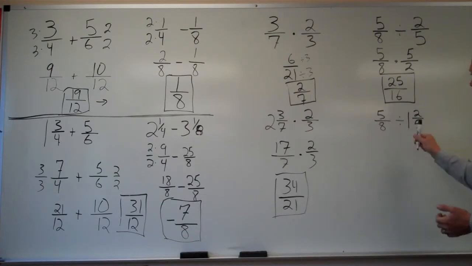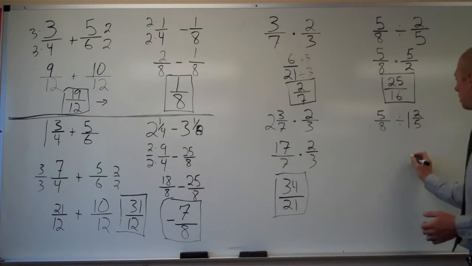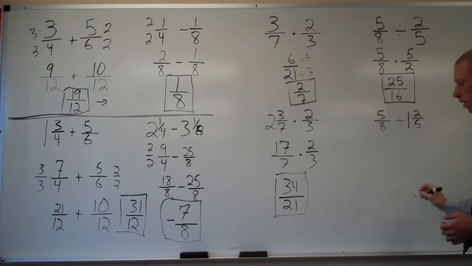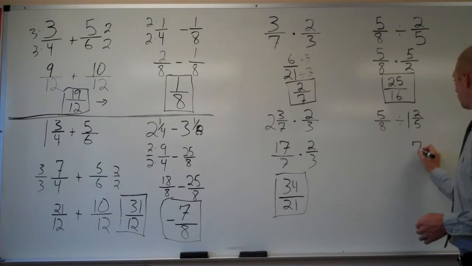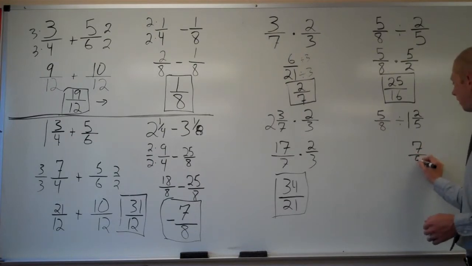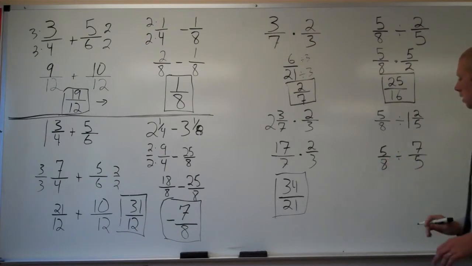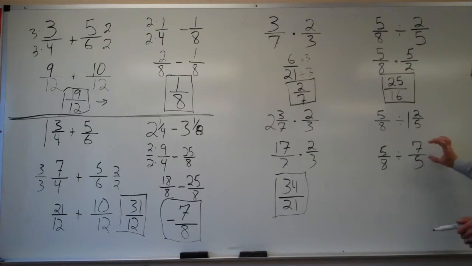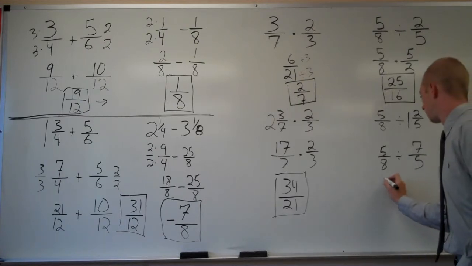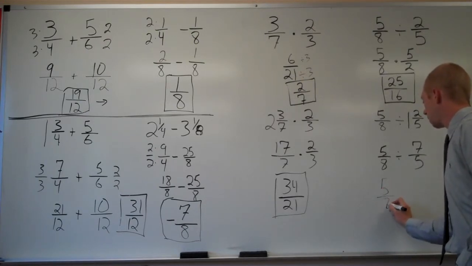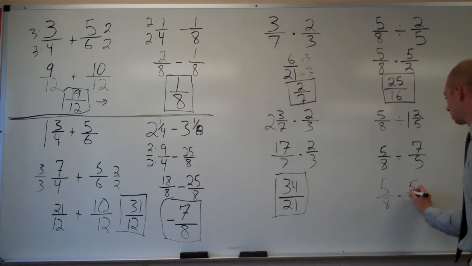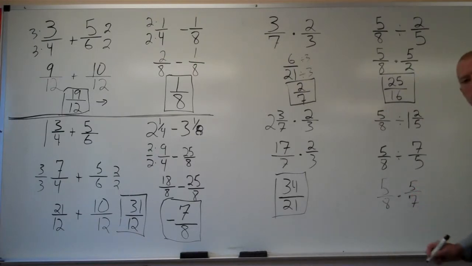Thank you. Okay, over here you're going to convert this to an improper fraction. 1 times 5 plus 2 is 7 over 5. And I'll leave the division sign for now. Okay, I've converted it to an improper fraction, but I have not found the reciprocal. So now I'm going to go 5 eighths times 5 over 7.